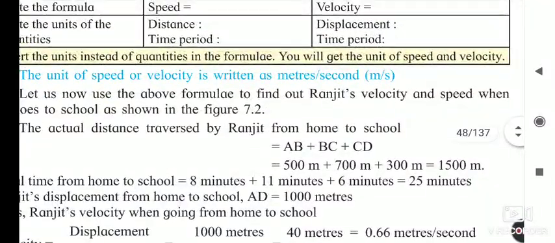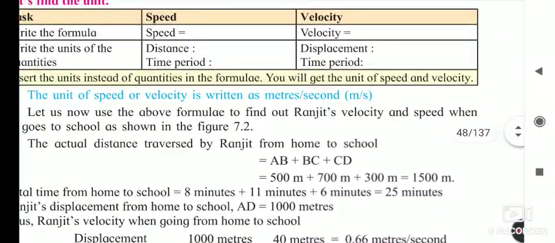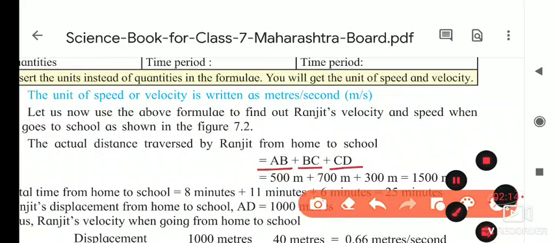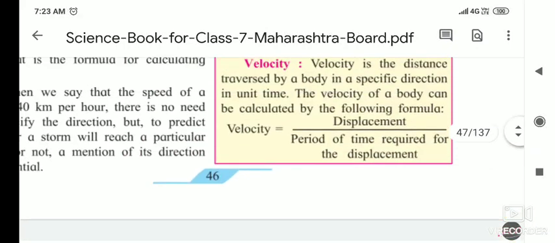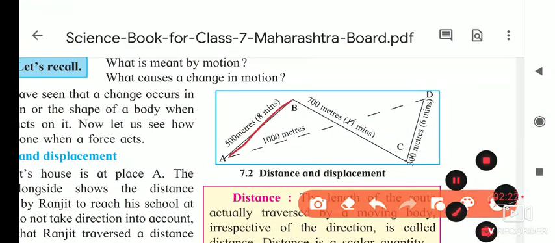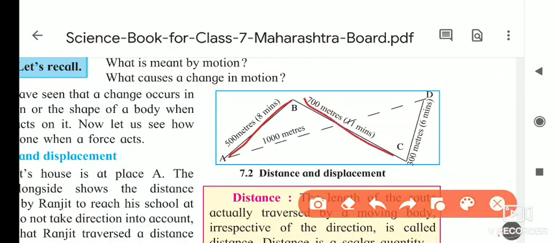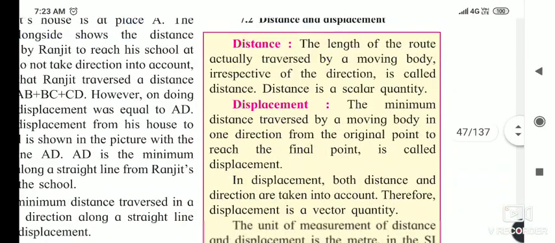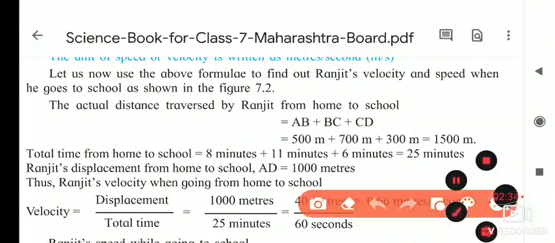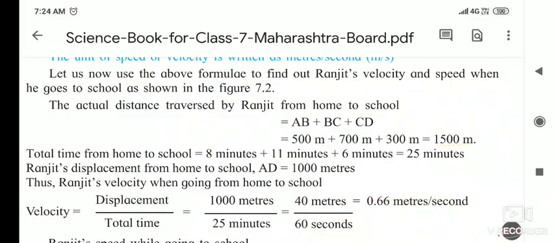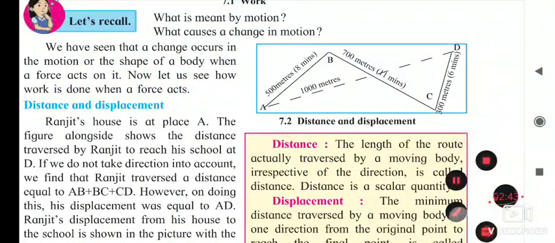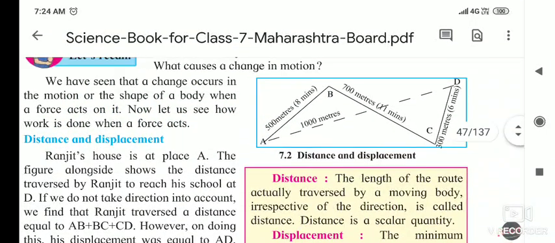So the actual distance covered by Ranjit from home to school is equal to AB plus BC plus CD. So the distance covered by him is, AB is equal to 500, BC is equal to 700 and CD is equal to 500. Okay, so here it is written total distance is equal to 1500. Now the time required to cover a distance is given here, how much time he takes to cover a distance of AB.